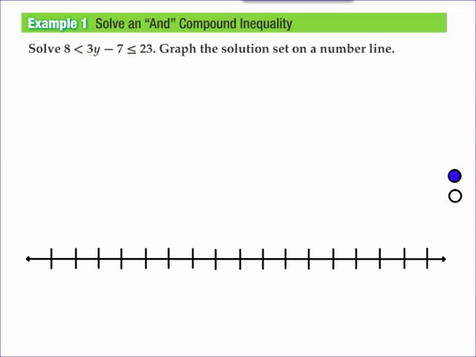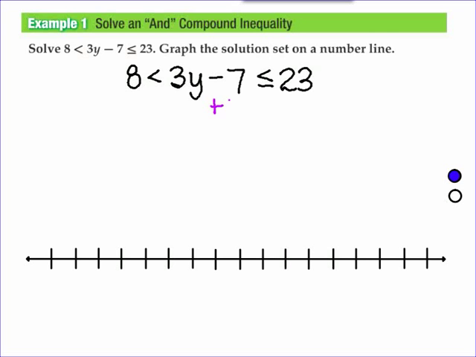So here's another way that we can write an and inequality. If you look up there, it says solve 8 is less than 3y minus 7 is less than or equal to 23. We're going to go ahead and solve that. How we solve that is we're going to isolate everything in the middle so that there's nothing more than y. So how do I get rid of the 7? I'm going to add 7 to both.